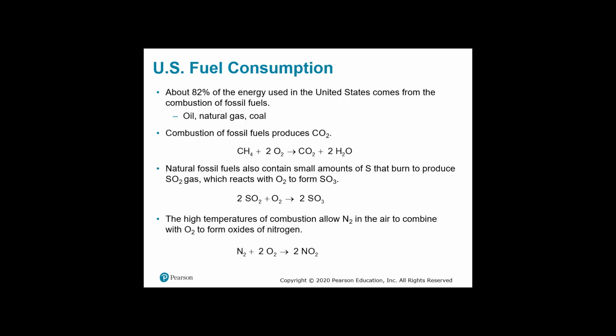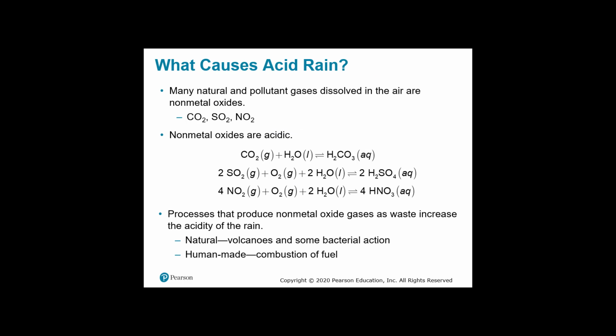The high temperatures of combustion allow nitrogen in the air to combine with oxygen and also forms oxides of nitrogen. So if we skip over to that, we have natural and pollutant gases that are dissolved in the air, and they are CO2, SO2, and NO2. Now, nonmetal oxides are acidic. So this is what's playing into acid rain.